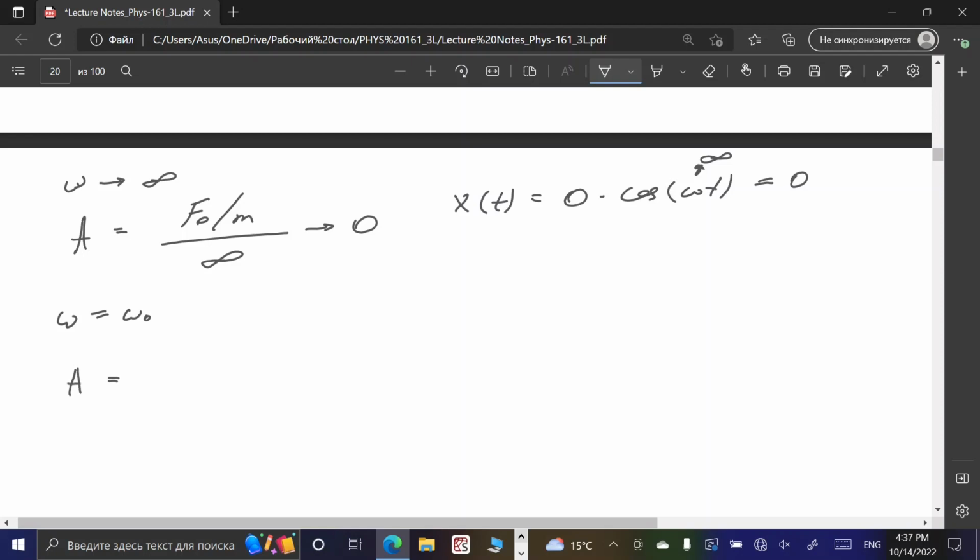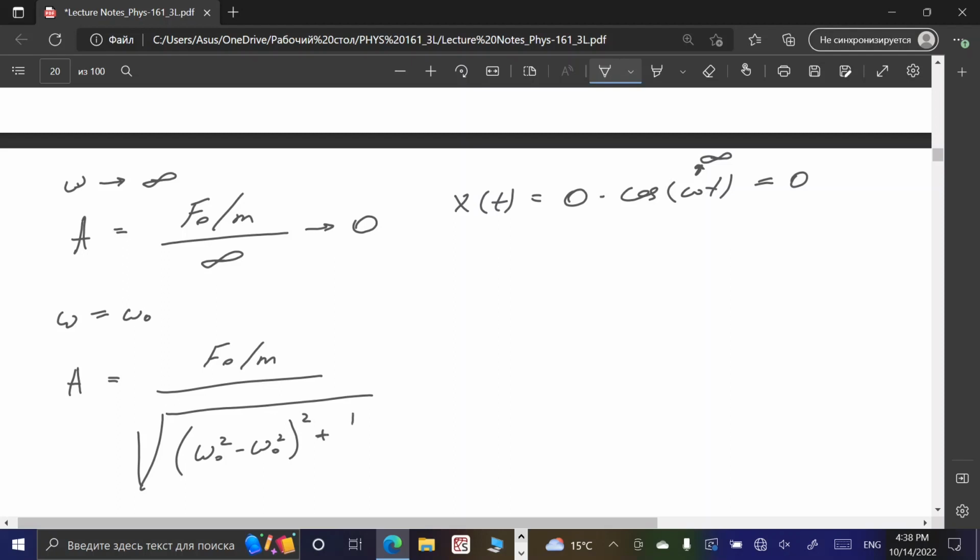So amplitude is equal to f naught over m divided by the square root of (omega naught squared minus omega squared) squared plus (b omega naught over m) squared. So what we see here is that this first term is equal to 0.